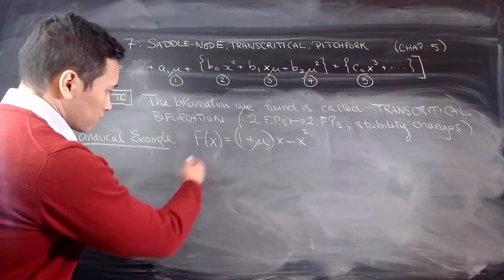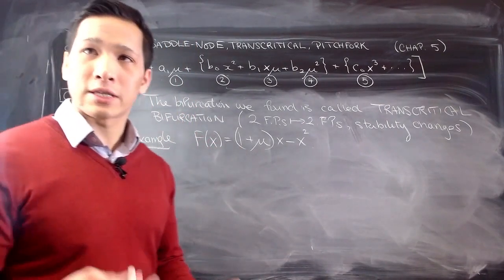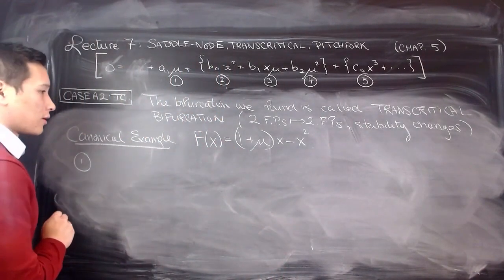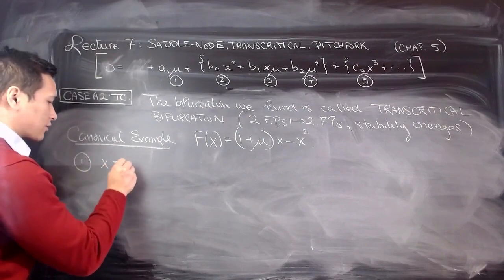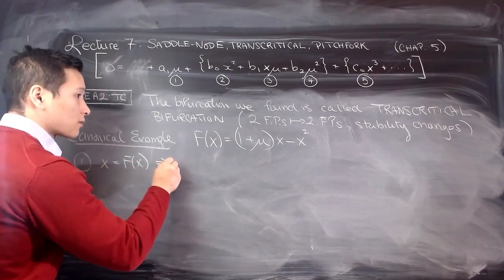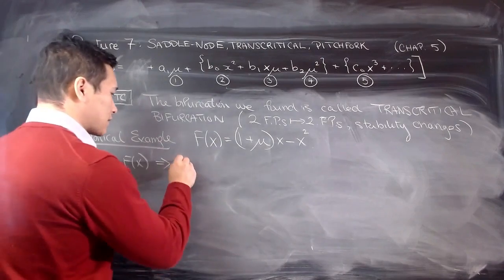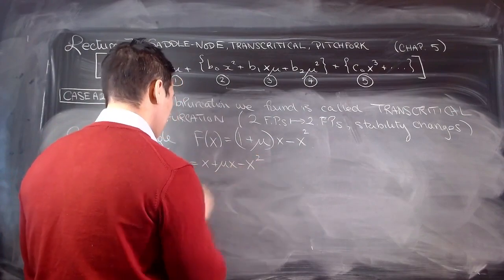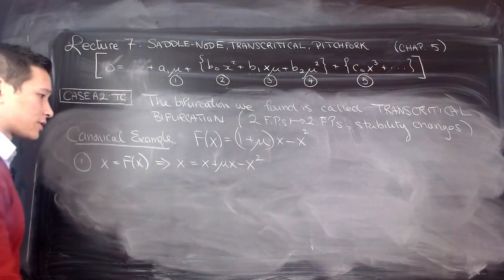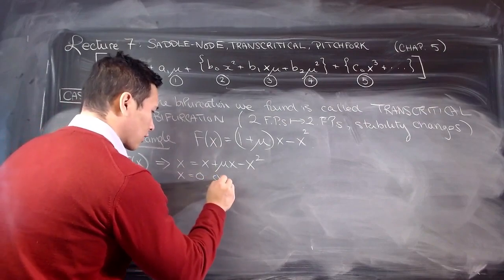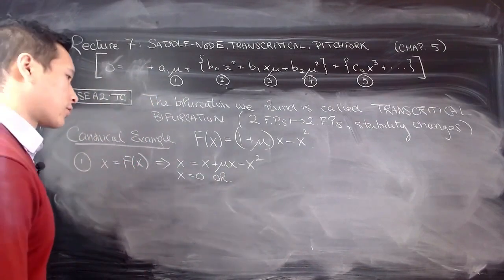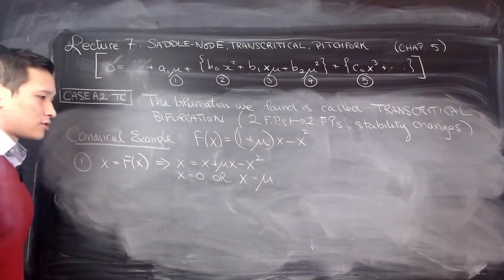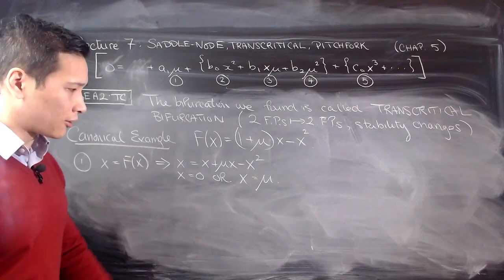Okay, so step 1, go find your fixed points. Step 2, find their stability, and that's it. So step 1, let's find our fixed points. So let's solve x equal to f of x. Okay, so you've got x is equal to x plus mu times x minus x squared. So x equal to 0, or what do we have? x is equal to mu, yeah? So you always have a fixed point at the origin, and you always have one at mu.